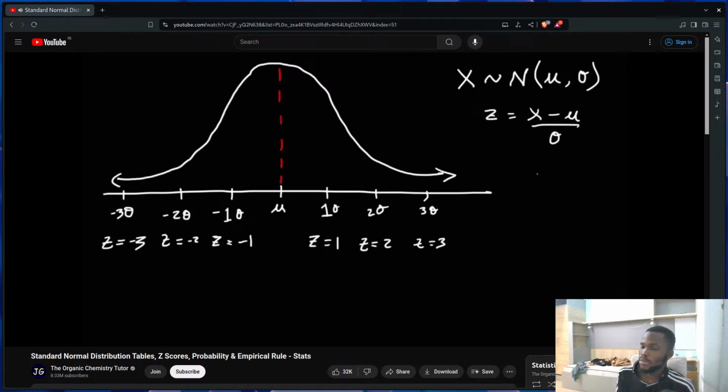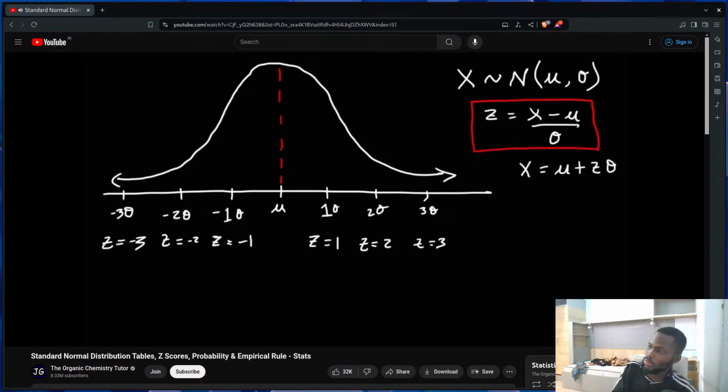Sometimes you may need to calculate x. X is equal to the mean plus z times the standard deviation. So these are some formulas that you want to make sure you write down for the problems that I'm going to give you later.